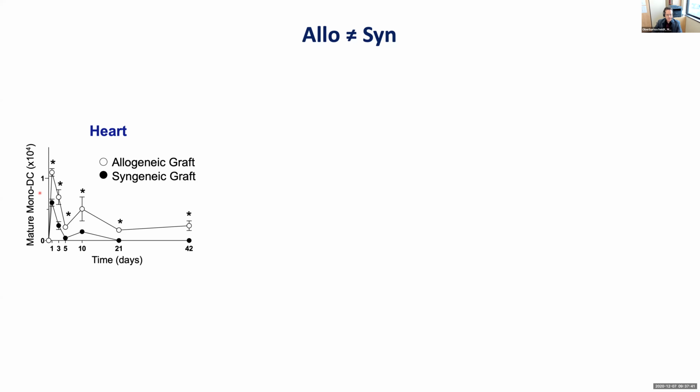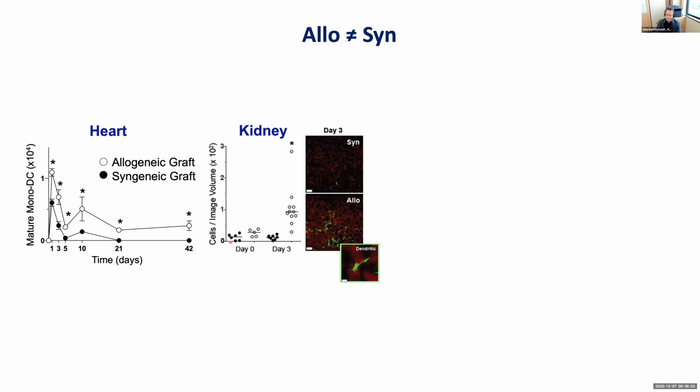And we found an increase here early on after transplantation, but a prolonged maintenance of mono-DCs in allografts, but not in syngeneic grafts. In syngeneic grafts, there was a fairly rapid decline, and then they disappeared. We followed those mice up until day 42. And when we did this in kidney transplants, we found a fairly similar thing: in allografts, here the recipient monocytes are colored in green.